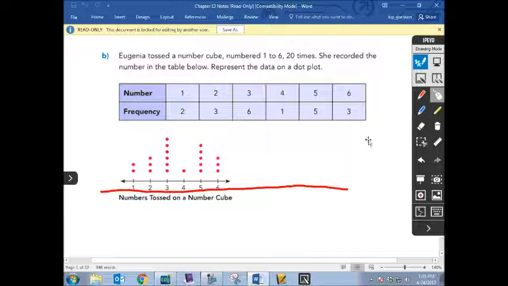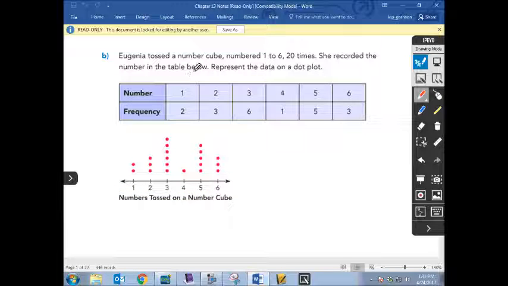Eugenia, I think that's how you would say that name. Eugenia tossed a number cube. Now we know a cube from chapter 13 is a three-dimensional figure where all the sides are the same length. So if they were all 2 inches by 2 inches by 2 inches, or 3 inches, the inches doesn't matter. I'm just telling you that's what a cube is.